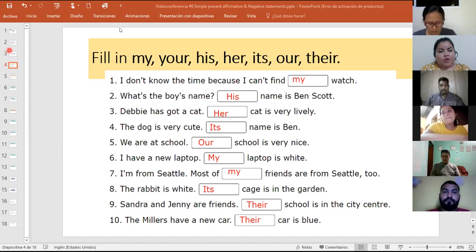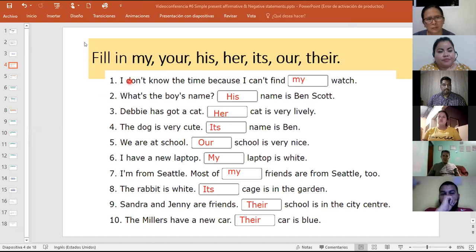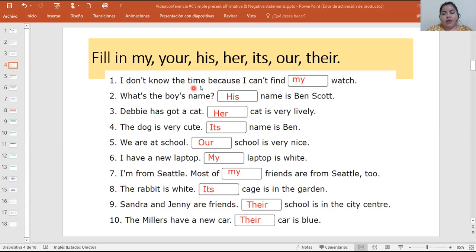Si no tenemos preguntas, let's practice pronunciation with the same sentences. Please listen to me. I will read the sentences and you are going to repeat. No van a repetir todos. Algunos les voy a preguntar para que practiquemos pronunciación, ok? Pero pongamos atención. Number one. Please repeat with me. Alba Dinora. I don't know the time because I can't find my watch.